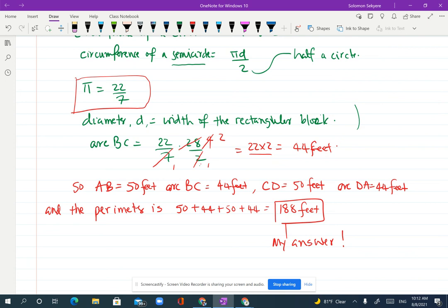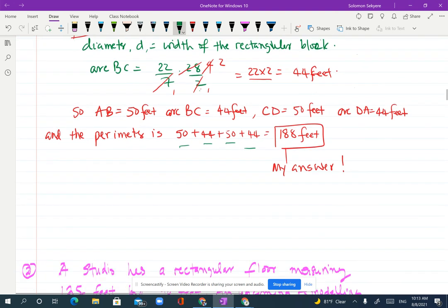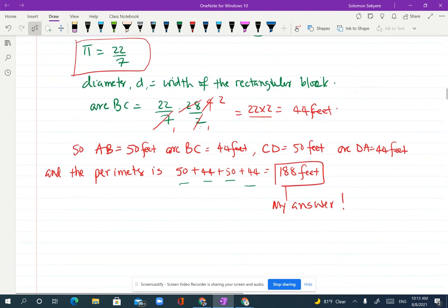What do we do with that? Now we come and add everything. That's the definition of perimeter. So it's 50 plus the 44 plus 50 plus 44. And then what do we get? 188. And that's my answer. I lock it in. Good.